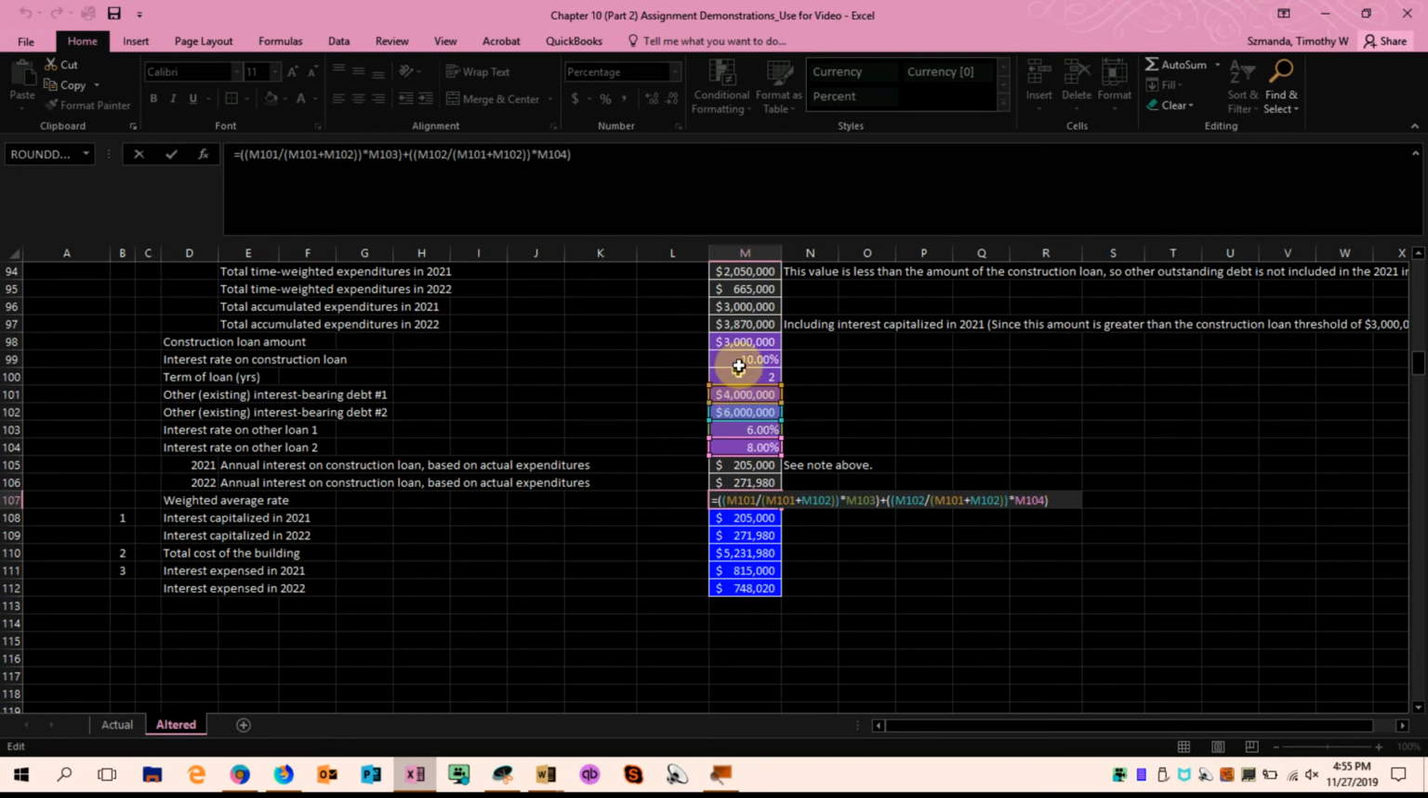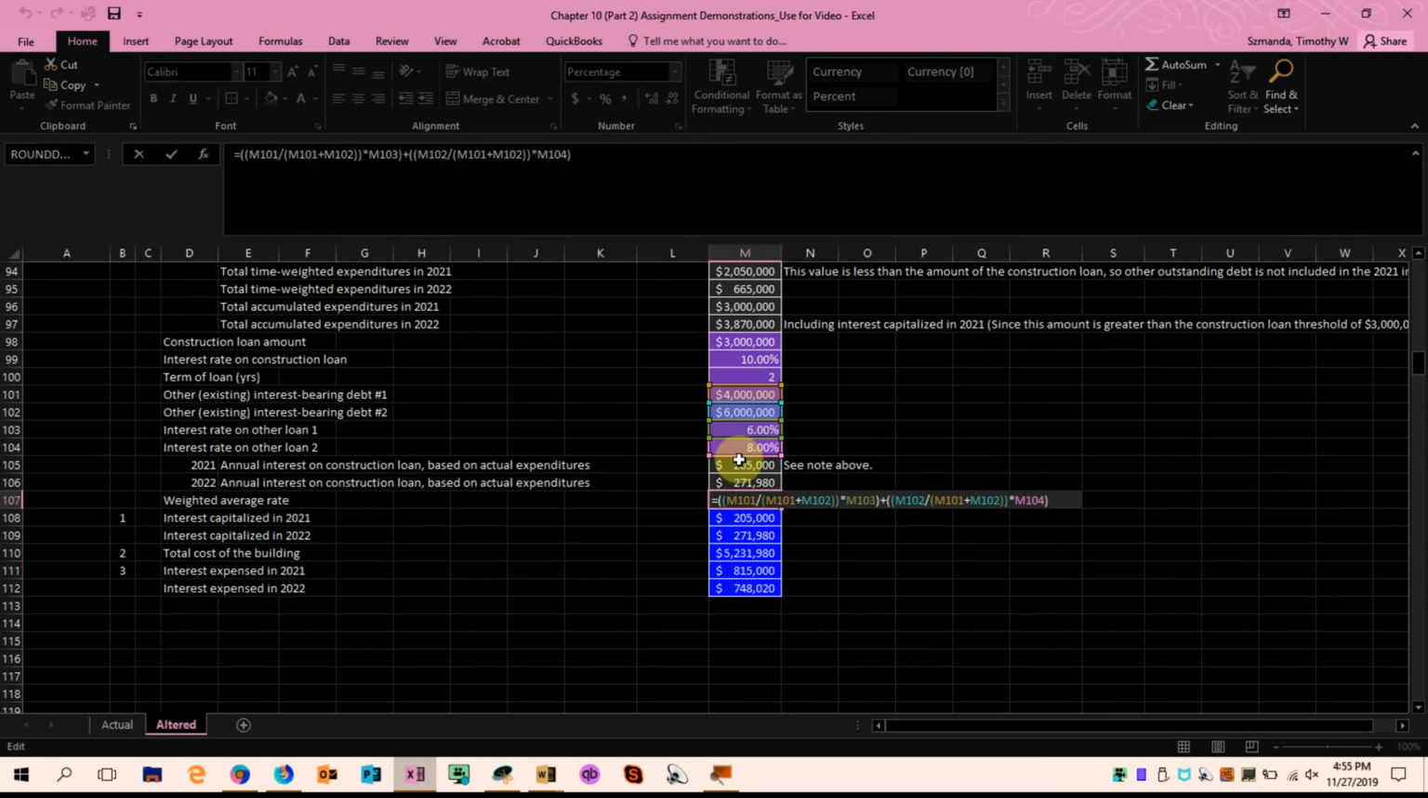So we'll take the 4 million divided by 4 plus 6 million, or 10 million. So we'll take 40% of the 6%, which is the interest on the first loan. And then to that, we're going to add 6 million divided by 10 million times 8%. And what we've done is we've weighted both of these percentages based on the loan amount.